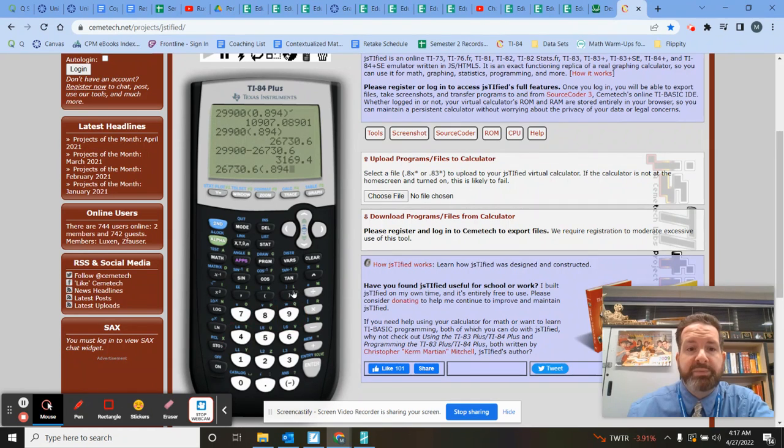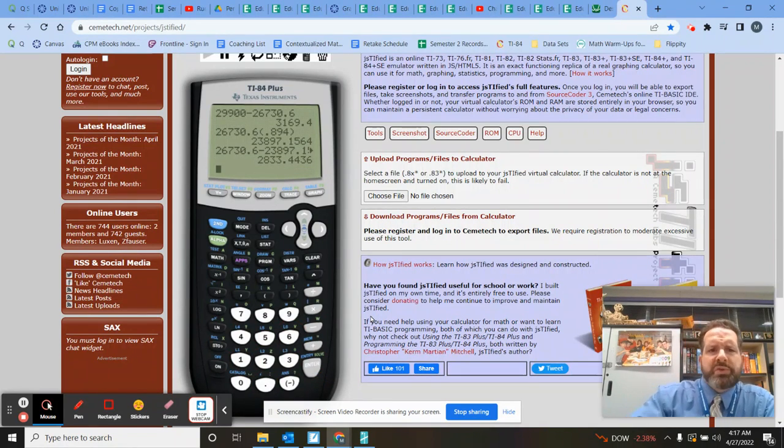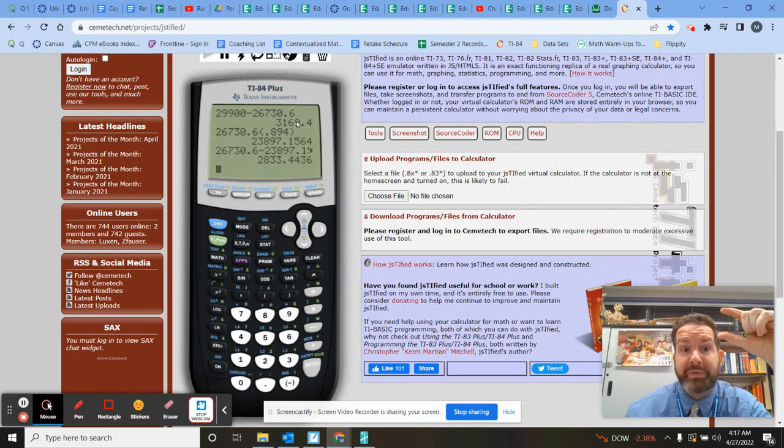So we're losing 10.6% of value. We end up with a car that is now worth $23,897 and about 16 cents. How much value did we lose in that second year? Well, take our starting amount. So at the beginning of the year, it was worth this much. At the end of the year, it's worth this much. So we lost $2,833.44.